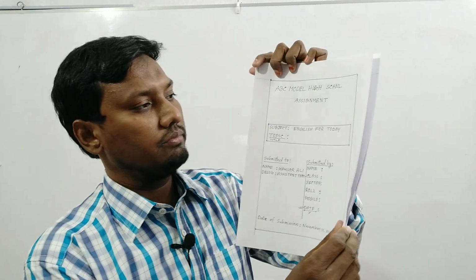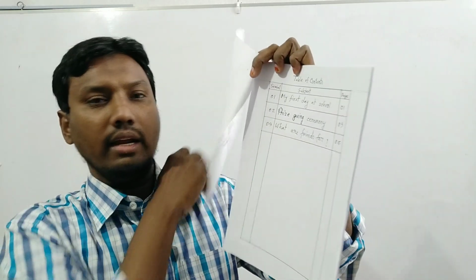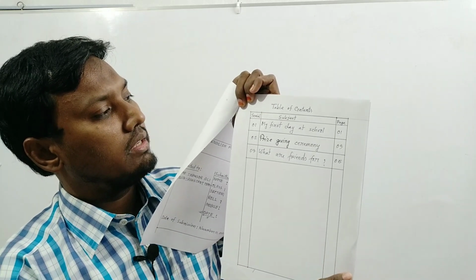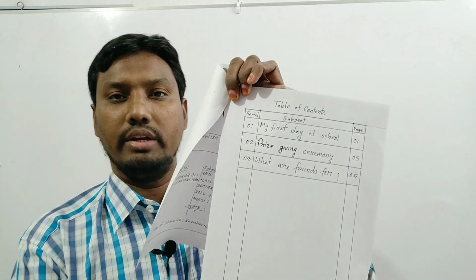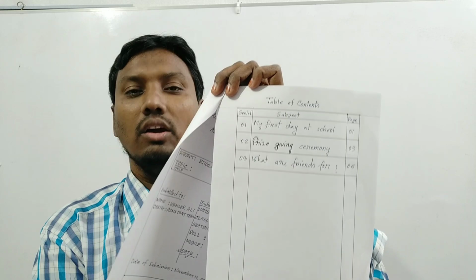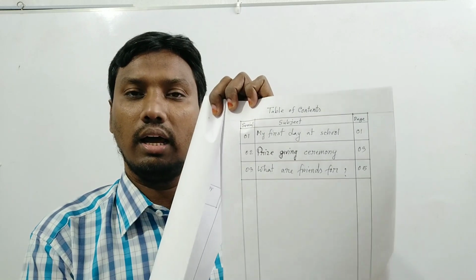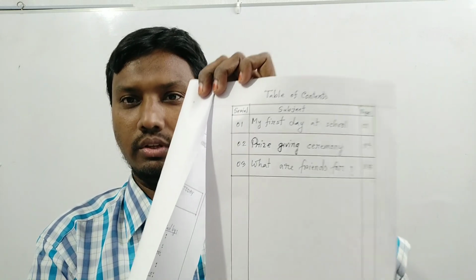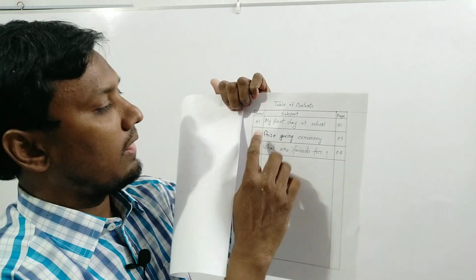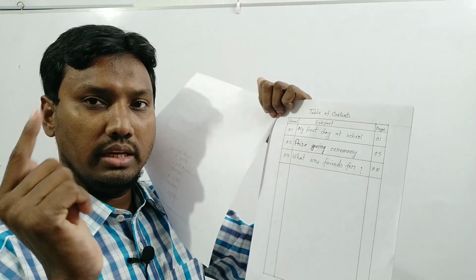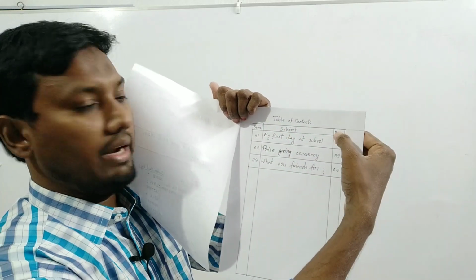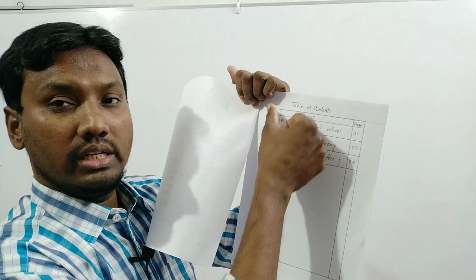Then the second page is selected for the table of contents. We can say it in Bangla, Suchi Patro, table of contents. There are three items in a table of contents: serial number, subject and page.